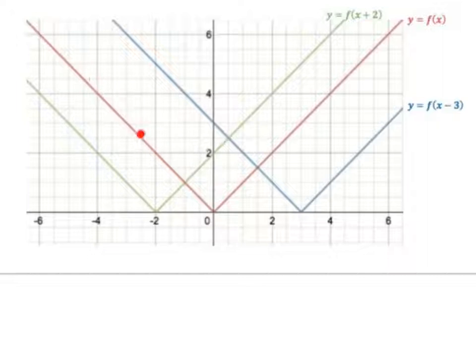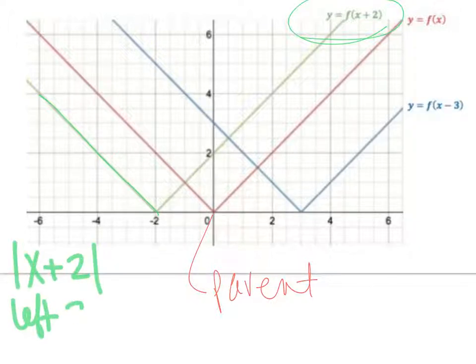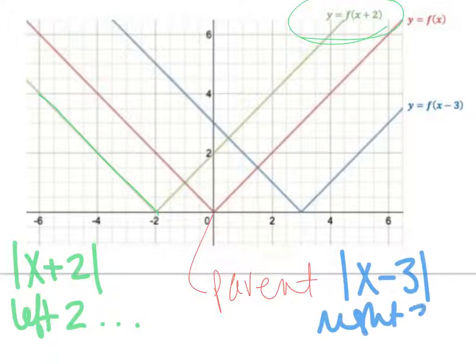Okay, here is my parent function. It's called a parent function because it's the most basic. And right over here, I shifted 2 to the left. It's crazy because x plus 2 is left 2 units. And x minus 3 is right 3 units.